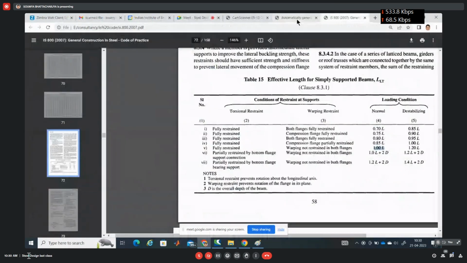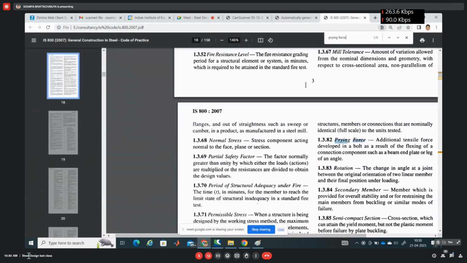Now the last thing that I want to discuss is about the prime force. Prime force is the additional tension force developed in a bolt as a result of flexing of connection components such as a beam end plate or the leg of an angle.